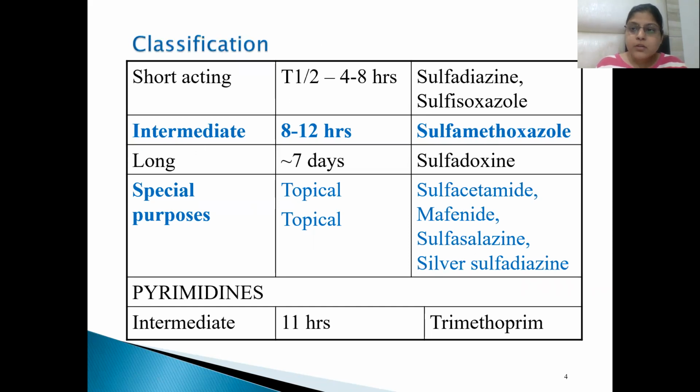Now, classification. These have been divided into short acting, intermediate acting, long acting, and for special purposes. Short acting have a half-life of 4 to 8 hours. These are sulfadiazine and sulfisoxazole. Intermediate acting have an 8 to 12-hour half-life, that is sulfamethoxazole, and the longest acting, with a half-life of 7 days, is sulfadoxine. Special purposes, for topical use, are sulfacetamide, mafenide, sulfasalazine, and silver sulfadiazine. Pyrimidines, intermediate acting, include trimethoprim, which has a half-life of 11 hours.